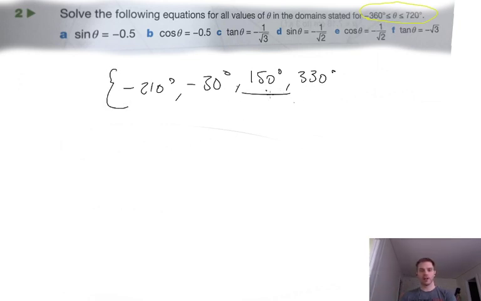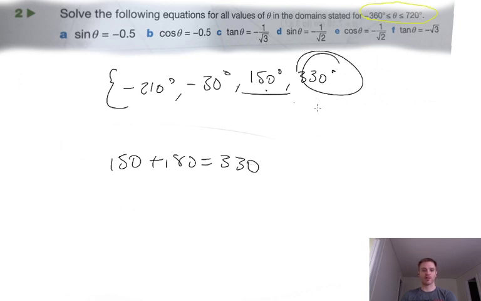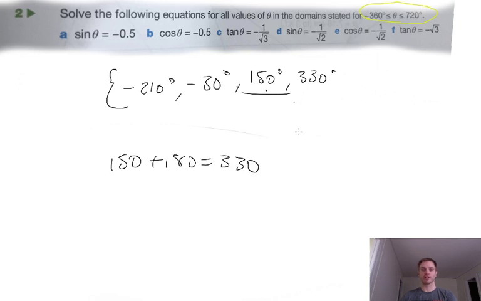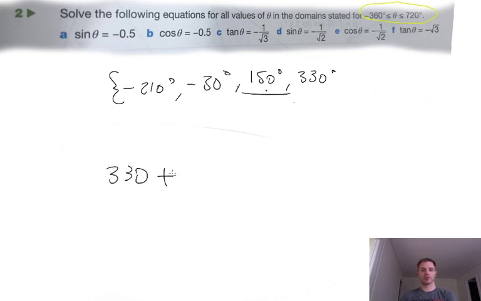Okay, so now you'll notice that 150 plus 180 is actually equal to 330. So this angle's already included. That's by virtue of our period being 180 instead of 360 like it was before. Okay, so let's just add 180 to this guy. 330 plus 180 is equal to 510.